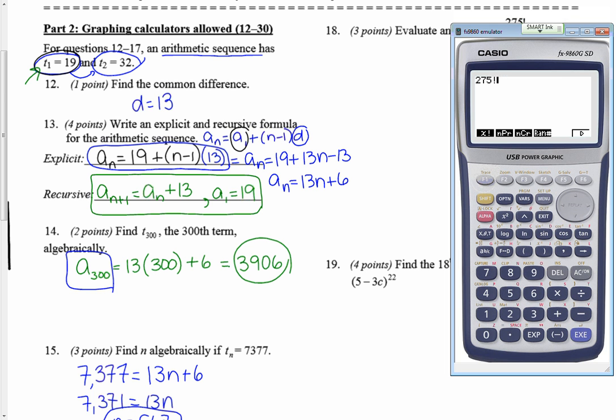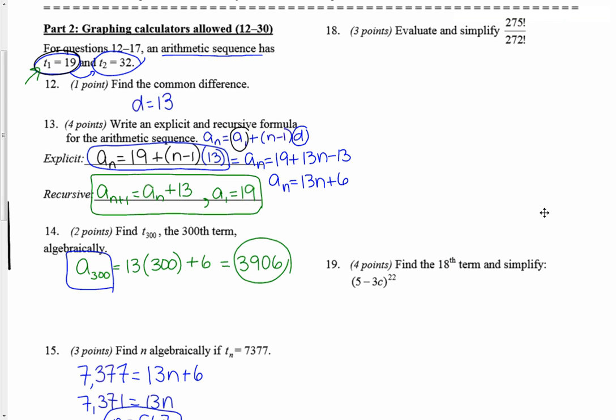The problem is my calculator gives me an error. It can't figure out 275 factorial. That's just too big. And the same thing would happen if you went into this on your TI. So I need to see if I can figure this out another way. Well, 275 factorial over 272 factorial. Which one of those is bigger? The 275 is bigger. So I can break the 275 down.